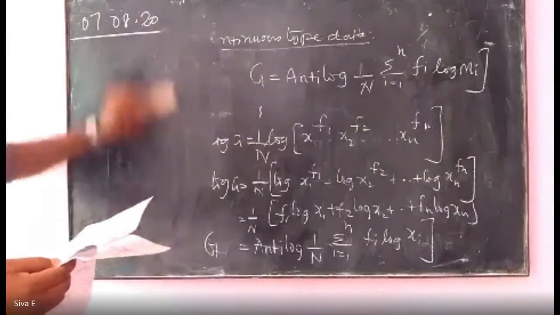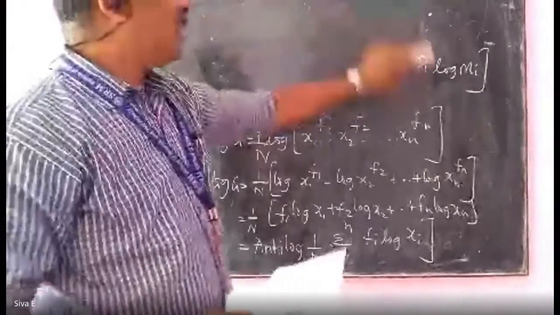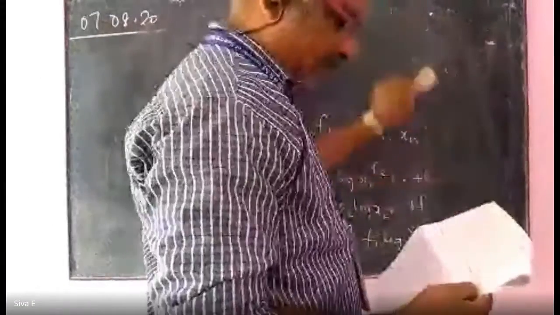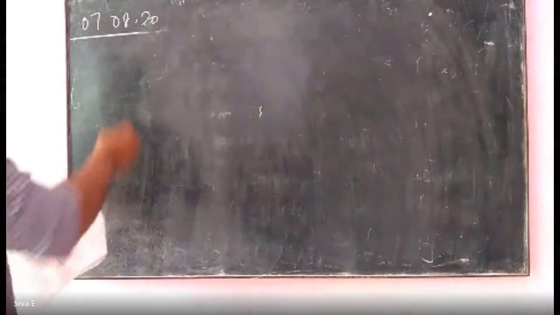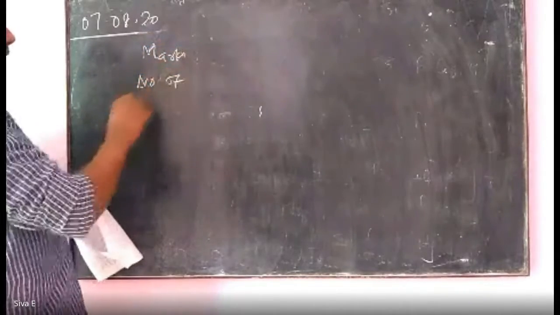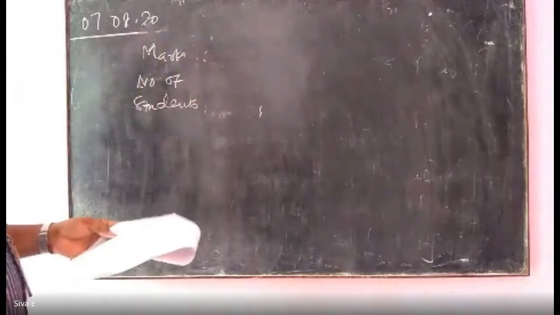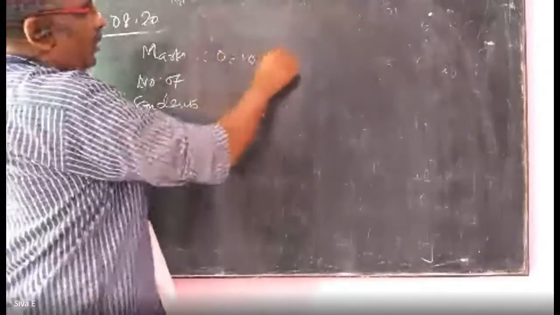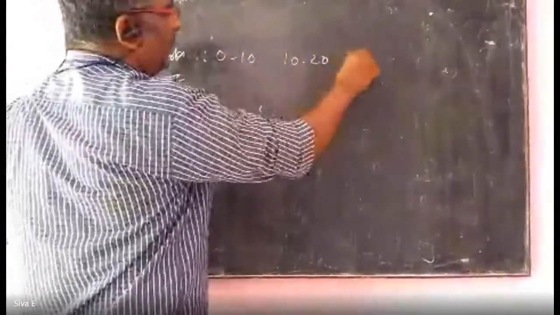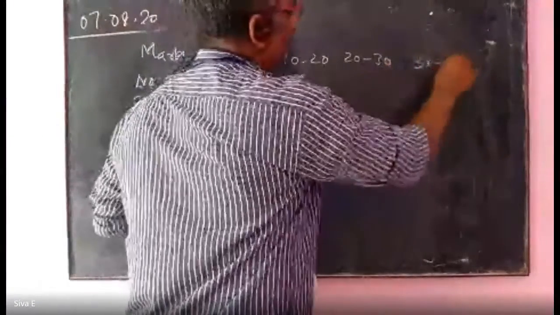Compute the geometric mean of the following distribution. Number of students and marks: marks from 0 to 10, 10 to 20, 20 to 30, 30 to 40. Simple problem we can do, very quick.